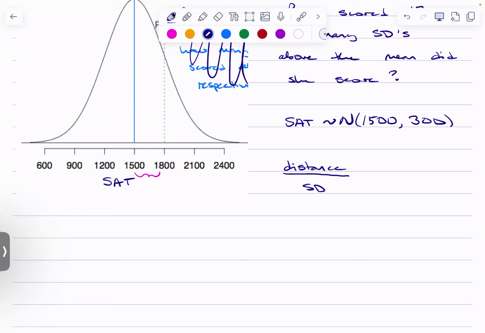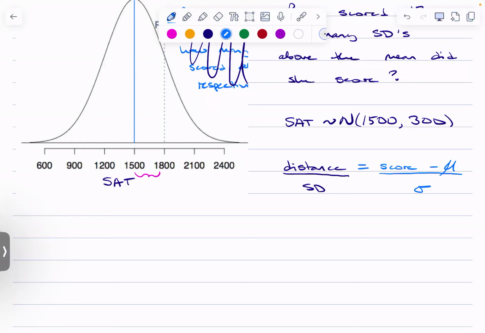I'm going to introduce just some standardized notation that we'll be using. To find this distance, we're going to take the score minus mu. The thing I'm interested in, and then subtract the mean from it, and then divide by sigma. That's going to translate to the distance.